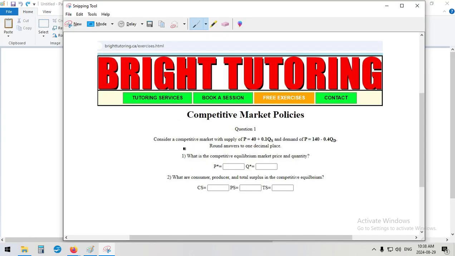So here's the question. Consider a competitive market with a supply curve of market price equals 40 plus 0.1 quantity supplied, and a demand curve of market price equals 140 minus 0.4 quantity demanded. The first question we have to find is what is the competitive equilibrium market price and quantity? And then the second question will be what are the consumer, producer, and total surplus in the competitive equilibrium. So let's start off by finding the competitive equilibrium because that's the common thing between these two questions.